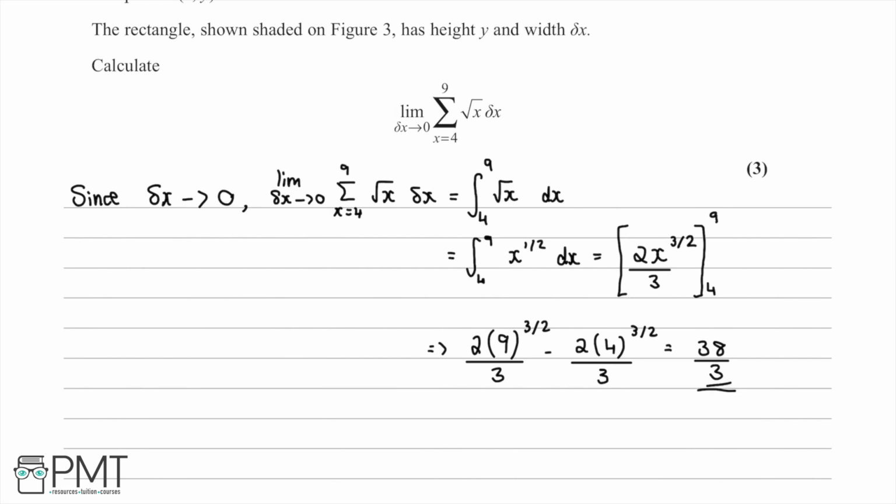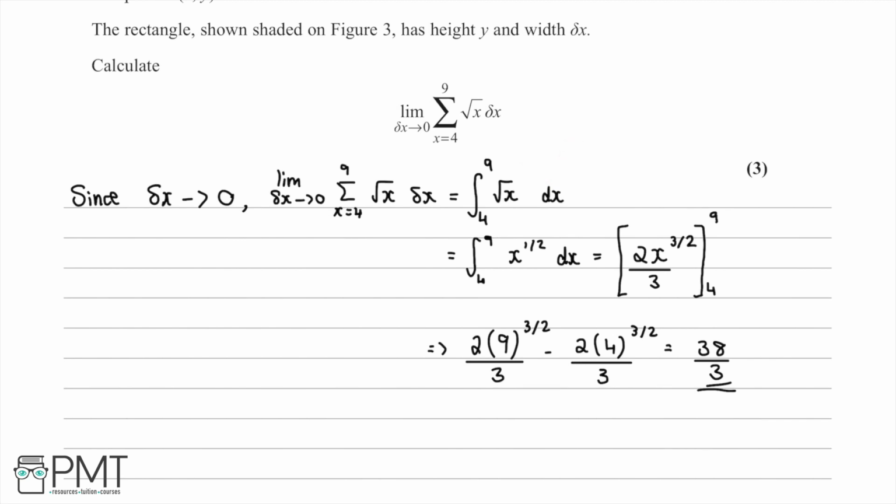And therefore we've answered the question, and we've shown that the limit as delta x tends to 0 of the sum from x equals 4 all the way to 9 of root x delta x is equal to 38 over 3. This question was worth 3 marks, and we pick up our first mark for knowing that this expression here is equivalent to this integral here. So we gain mark 1 here.